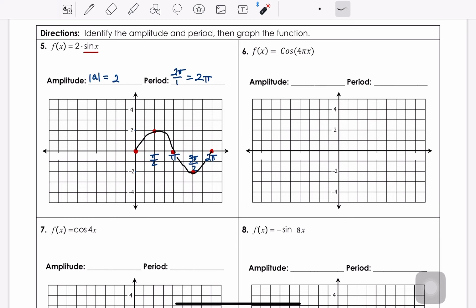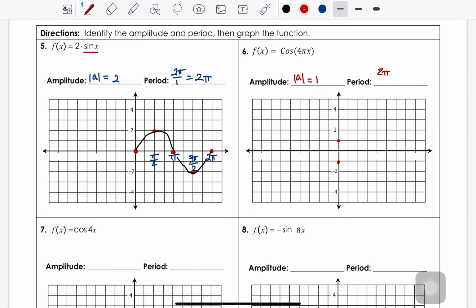I'm going to go ahead and do the same thing, but with cosine. So please pause the video at any point and go back and try this out for yourself. Amplitude is the absolute value of a. In this case, it's just 1. One's right here. One's right here. Okay.